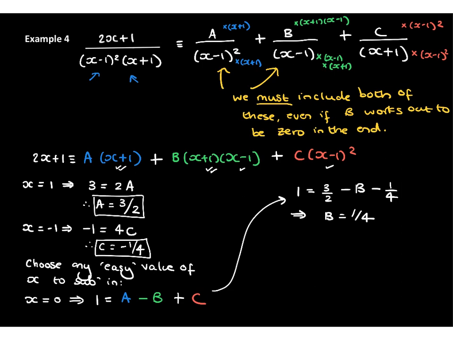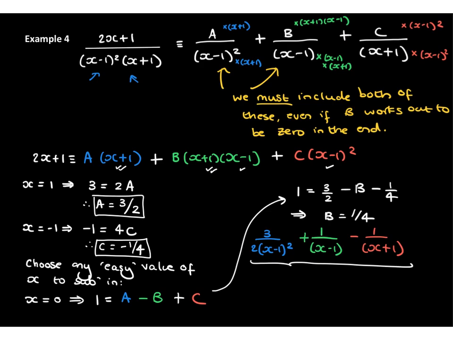I now have my three values a, b and c, which I can substitute in to give me my partial fraction decomposition. So I have 3 over 2 bracket x minus 1 all squared, add 1 over x minus 1, so b was not equal to 0, we needed it there to get that central term, and then c was equal to negative a quarter, so that gives me 1 over x plus 1 at the end. And here is my final answer, my partial fraction decomposition.